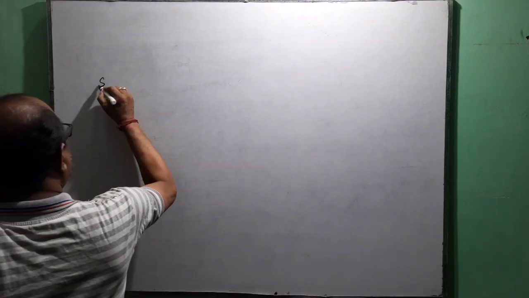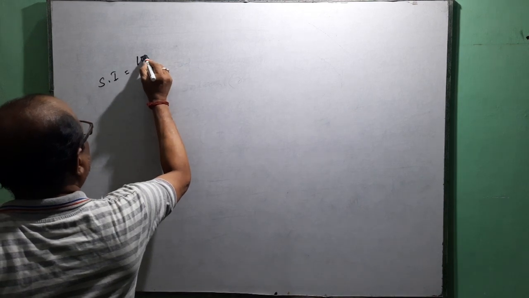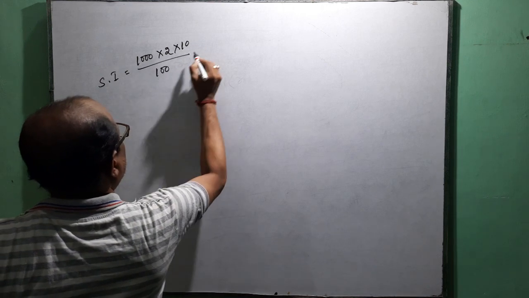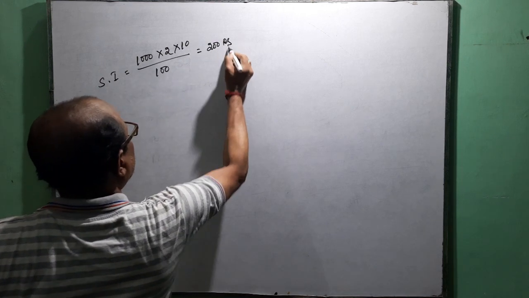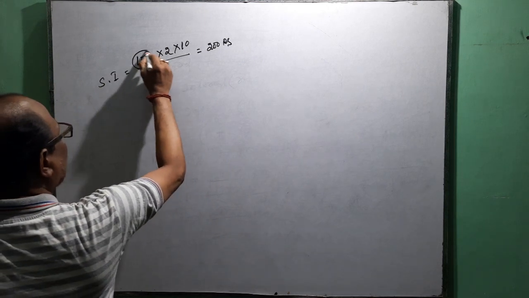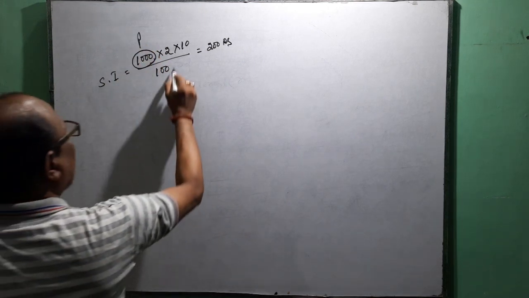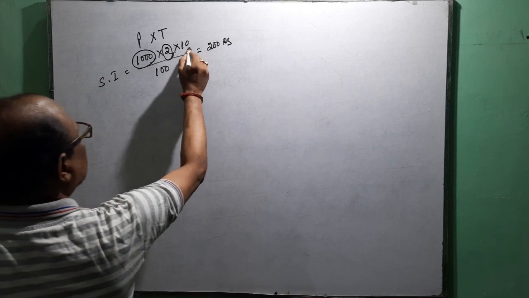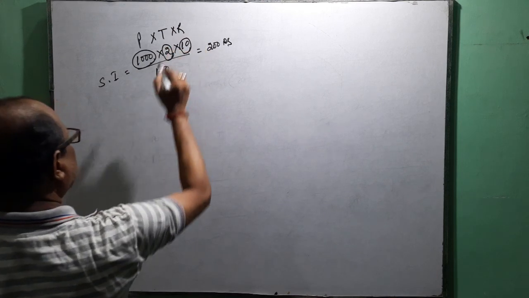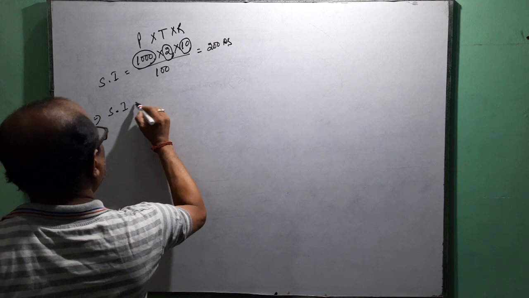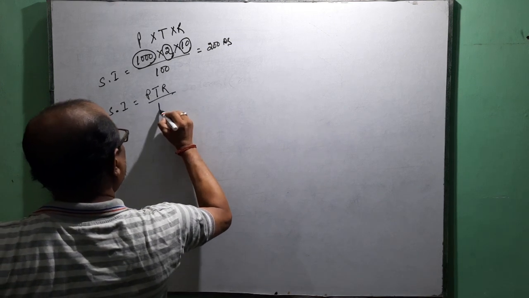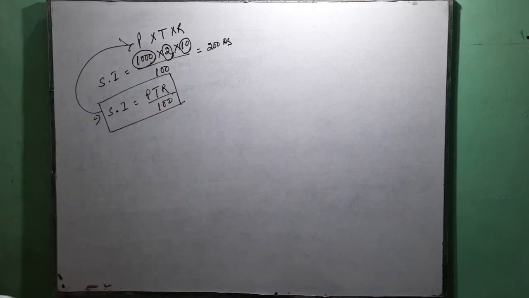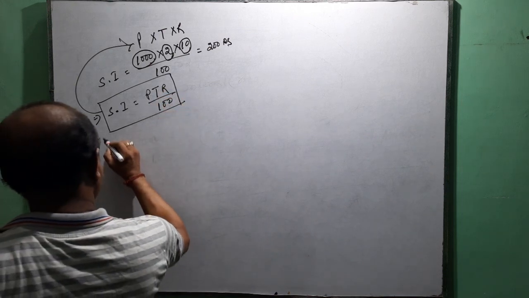So SI is equal to 1000 into 2 into 10 by 100, which is equal to 200 rupees. Here, what is 1000? It is P. What is 2? It is time. What is R? It is 10%. So the formula is SI is PTR by 100. Number one formula: SI is equal to PTR by 100.